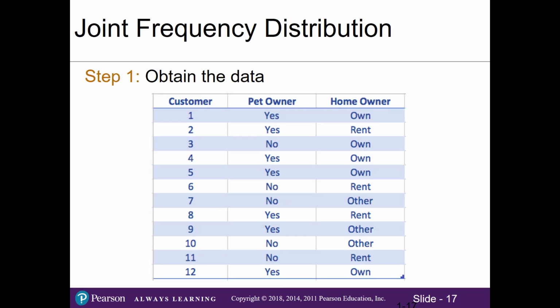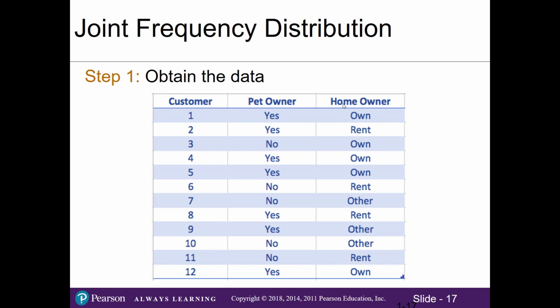Next, we want to talk about joint frequency distribution. Here's a joint frequency distribution where the data we want to understand has two variables. So that's the key difference with frequency distribution and joint frequency distribution. We now have two variables we're working with, and they can be qualitative or quantitative. Remember, we learned about that in Chapter 1.